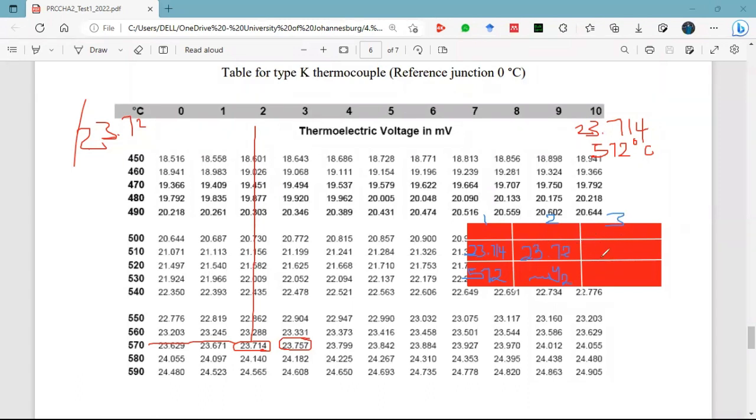So the next one, the second point, or the third point, because the second one is the one that you don't know. The third point is the one that I've got 23.757, and the temperature is 573, right? If you look at this here and that, right? Are we good?